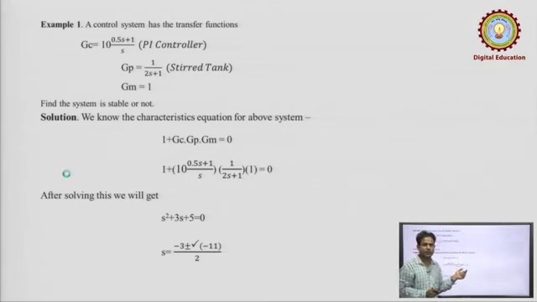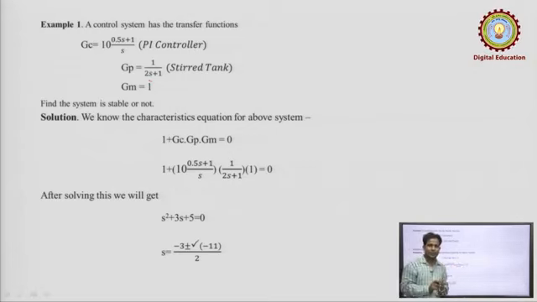You know that the transfer function of the first order system is 1 upon tau s plus 1, and you can see that the value of tau is 2. So, that is a first order system. What is Gm? Gm is basically the transfer function of the measuring element, Gm equal to 1. So, you have a number of elements in that particular feedback control system.